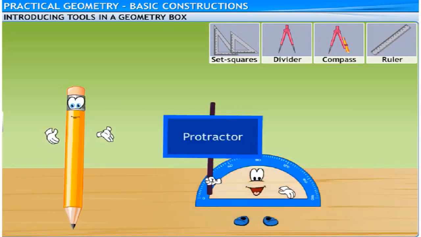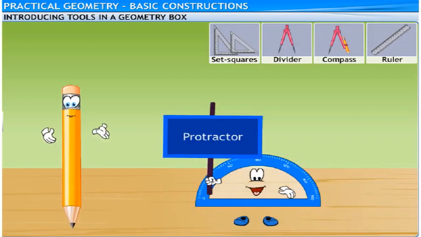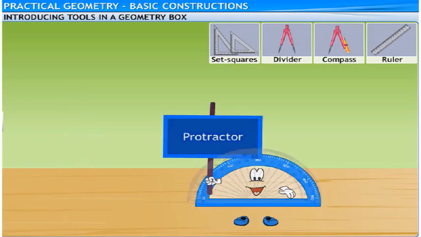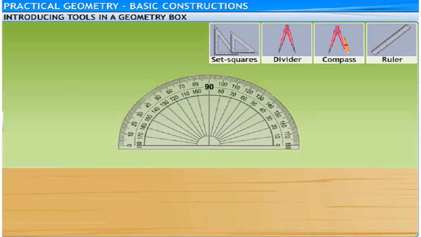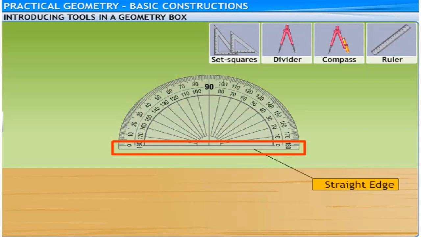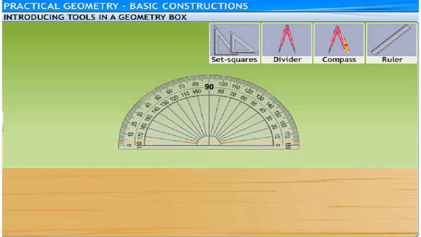Lastly, this is an angle measuring tool, which is called a protractor. It is semicircular in shape. The center of the semicircle is called the center point or midpoint of the protractor. This point is always considered as the reference point for a protractor. As you see here, it has a plane edge and a curved edge. The horizontal line is called the straight edge or baseline of the protractor.